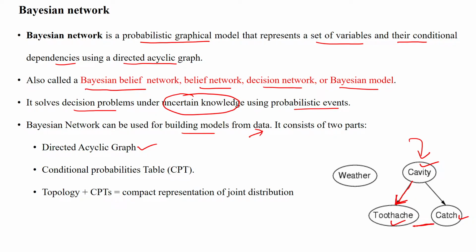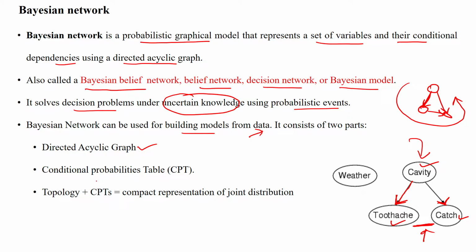There is no cyclic connectivity, so it is called an acyclic graph. Suppose I have nodes like this, with a cycle. So this is called a cyclic graph. In the acyclic graph there is no connectivity back between these two nodes. Since it uses direction, it is called a directed acyclic graph.